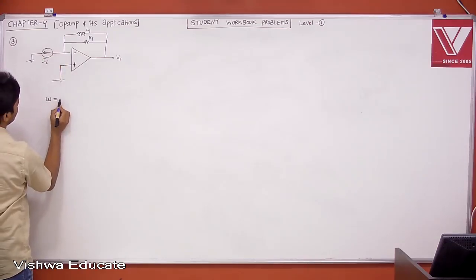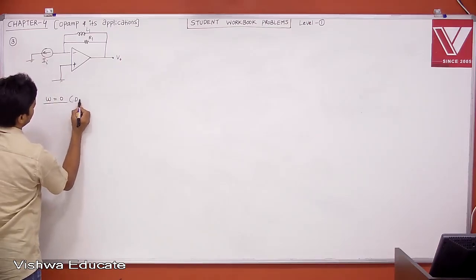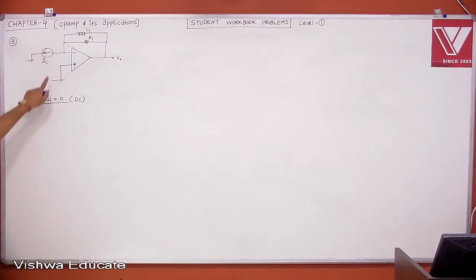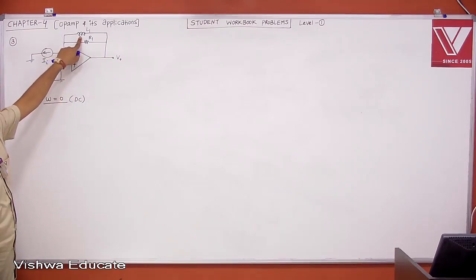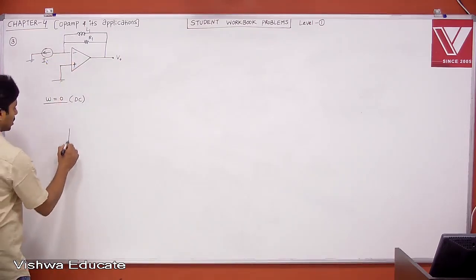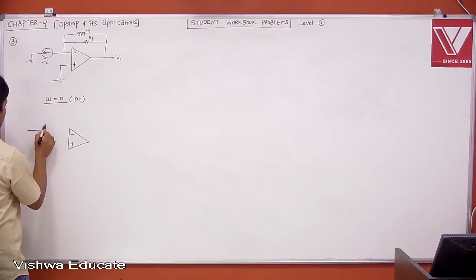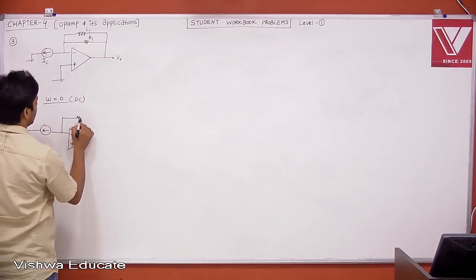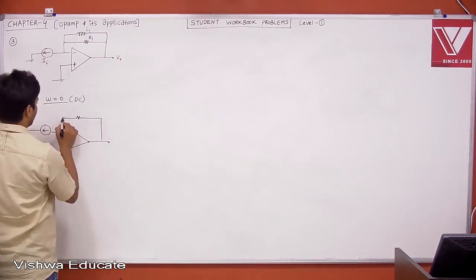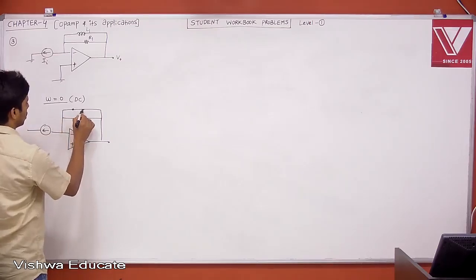When omega is equal to 0, this is nothing but DC. Therefore this is a DC current source. Tell me, for DC your inductor acts as a short circuit. And what is your circuit? Your circuit has the op amp, a DC current source, and a resistor, but we have a short circuit because your inductor acts as a short circuit.